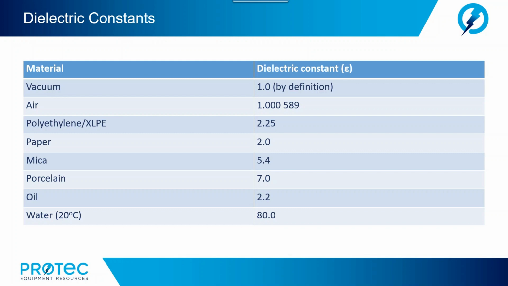Now, here is a table that shows some common dielectric constants. Once again, vacuum, by definition, is 1. Air is virtually the same. We see that polyethylene, or XLPE, would have a dielectric constant of 2.25, paper, 2, mica, 5.4, porcelain, 7, oil, 2.2, and water at 20 degrees Celsius would have a dielectric constant of 80.